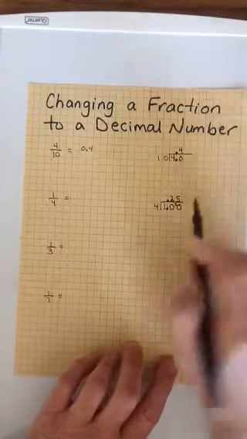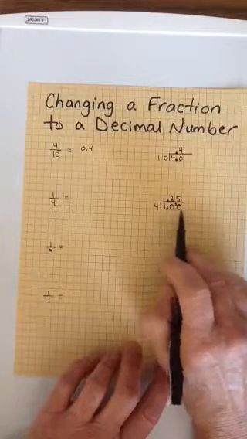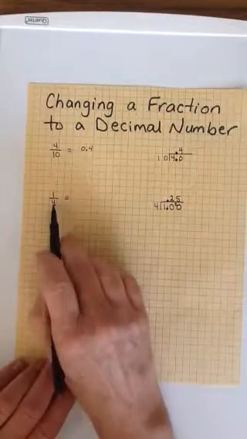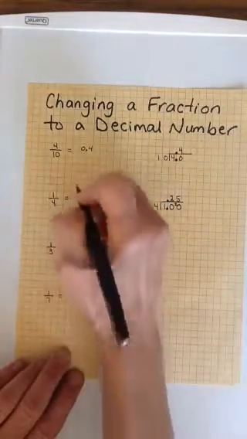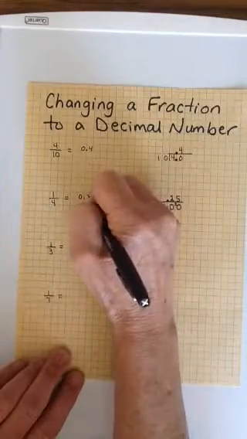So the division comes out even. In this case, we needed to add 2 zeros after the decimal point. So we can say that 1/4 is equal to the decimal number 0.25.